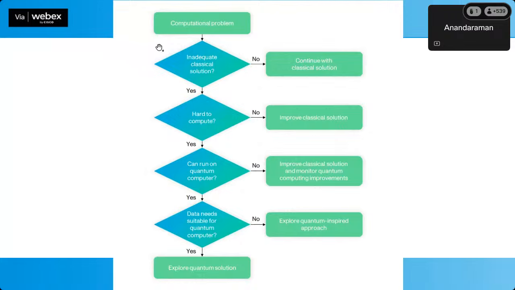So okay, if your computation problem has an inadequate classical solution, and it is hard to compute, then it can run on a quantum computer, and then the data is needed. Otherwise you go for classical only. Most of the things do not require a quantum computer. Only if all of these are yes do you need a quantum solution. Otherwise you can continue with the classical solution, improve the classical solution, monitor quantum computing improvement, and explore quantum.